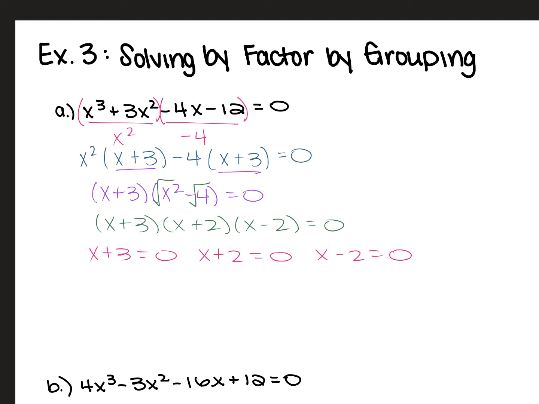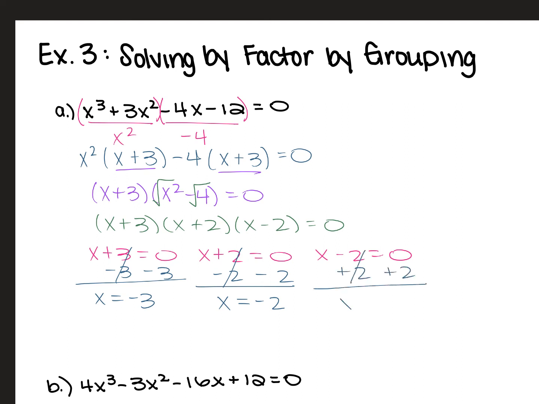For the x plus 3 is equal to 0, I'm going to subtract 3 over. That gives me x is equal to negative 3. For the x plus 2 is equal to 0, I subtract the 2 over. That gives me x is equal to negative 2. For the x minus 2 is equal to 0, I'm going to add my 2 over. And that gives me x is equal to 2. So I have those 3 numbers that are solutions. You have negative 3, negative 2, and positive 2.